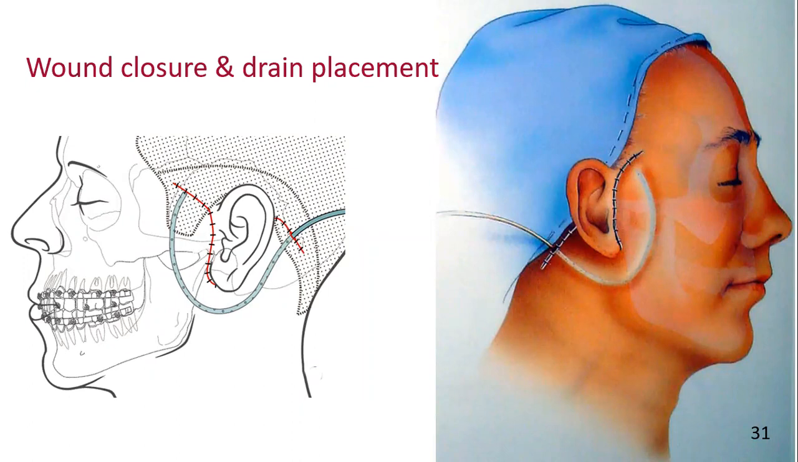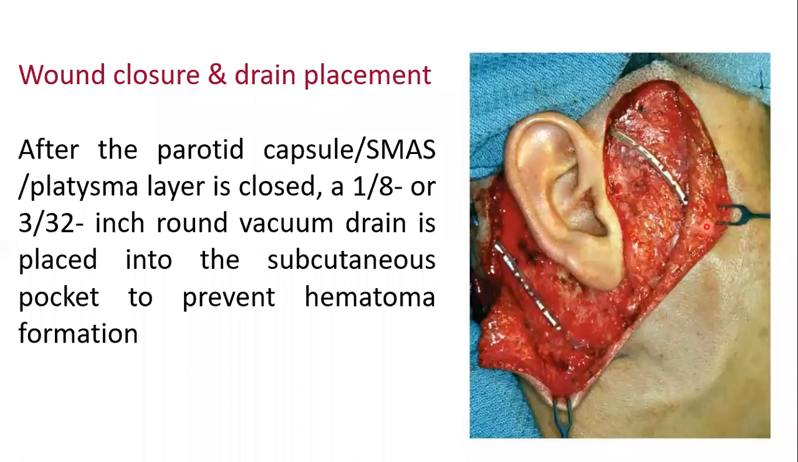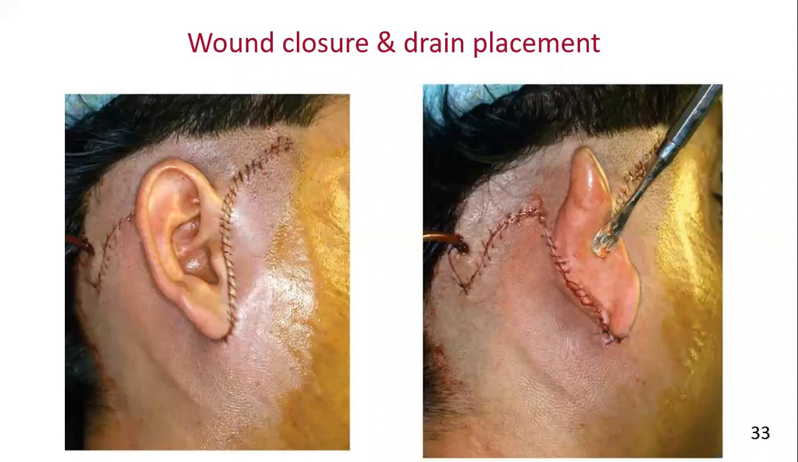This illustration shows subcutaneous drain placement and closure. A small drain placed into the subcutaneous space may be necessary to prevent hematoma. The drain can exit the posterior portion of the incision or through a separate stab in the posterior part of the neck. The skin and subcutaneous tissues are then closed according to the surgeon's preference. A two-layer skin closure is usually performed.